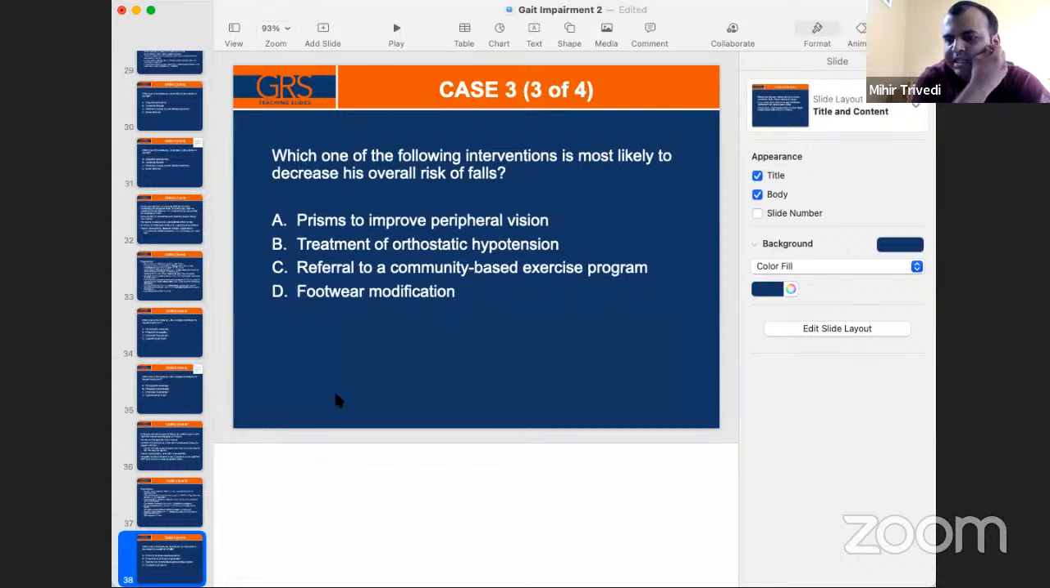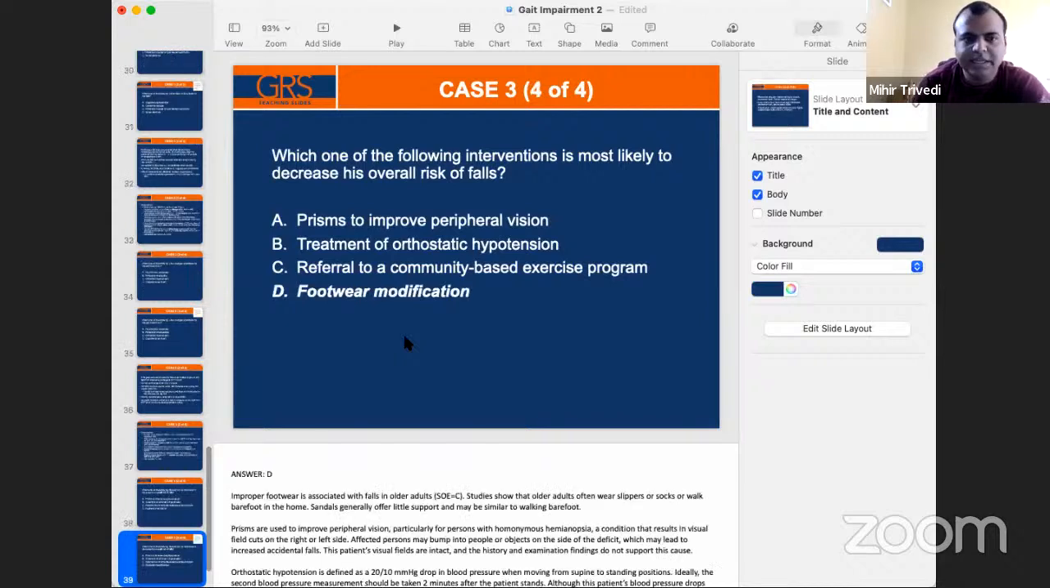There are a lot of mixed answers I can see here. B, D, and C. Let's see. I think the correct answer is D, footwear modifications.